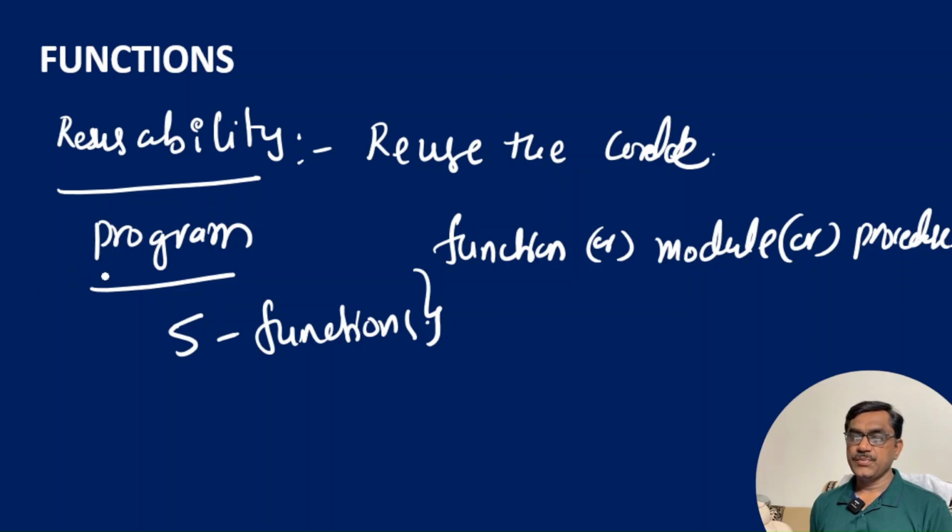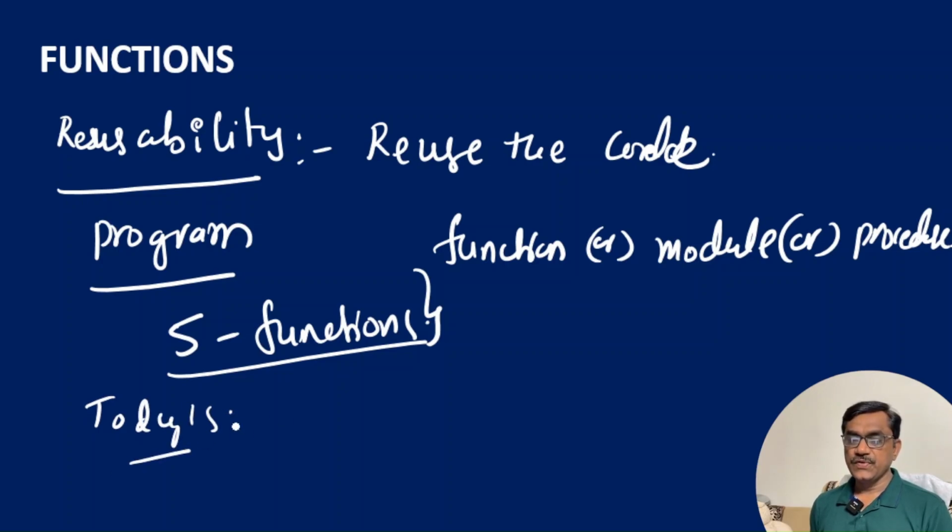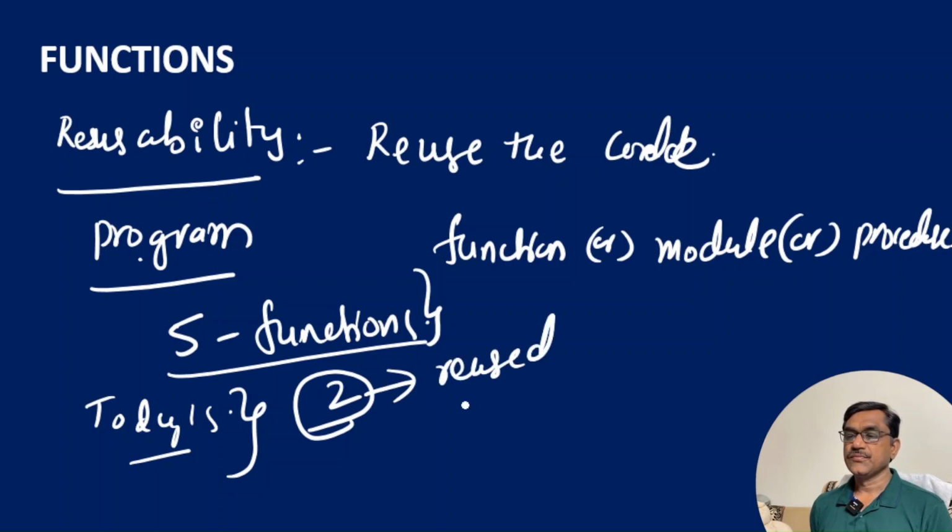Now assume that the program we have written consists of five functions. Assume that this is in today's class. Now assume that after 1 year, if you want to use two of the functions which are very important, those two functions or modules can be reused. Not only those, if you want to reuse any kind of function or module, it can be reused whenever you want in later stages. So that is the main important thing known as reusability.